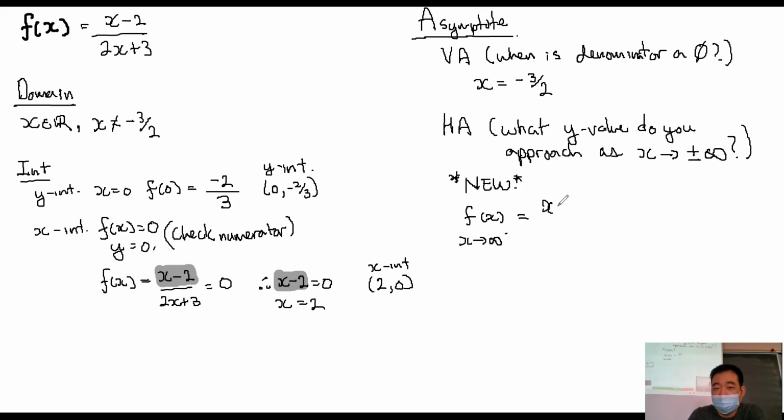So if I have x minus 2, then 2x plus 3, I'm going to manipulate it and get rid of the x as much as possible. Take a look. The numerator, I am going to factor an x out. So what is x divided by x?